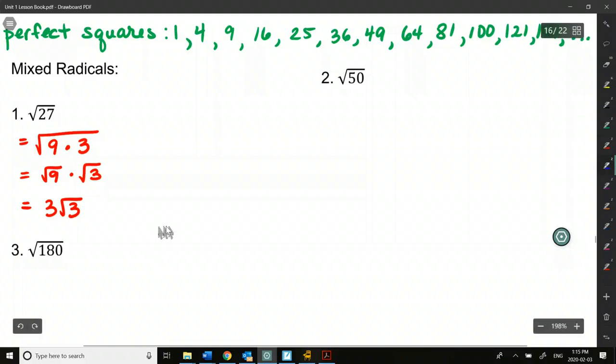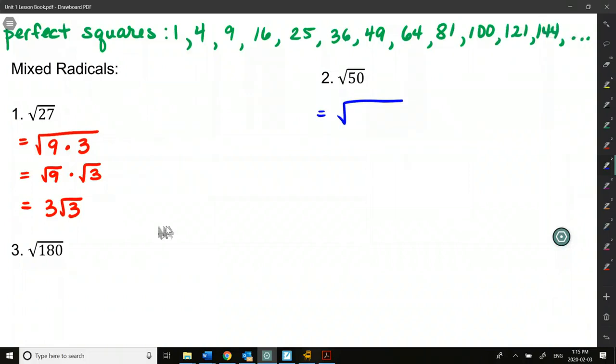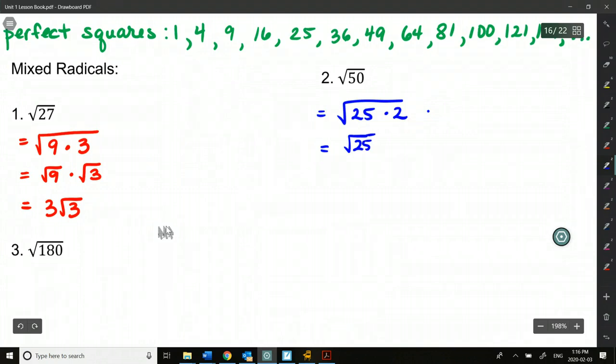Okay, let's go over to number 2 here, 50. So 50 is not a perfect square in and of itself, but does anybody think that they can see a factor inside of 50 that is a perfect square? Cameron? 25 and what? Multiply by 2. Perfect. So we can split these into their own roots. It's a property of radicals. And then just evaluate the square root of 25. So 5 root 2.